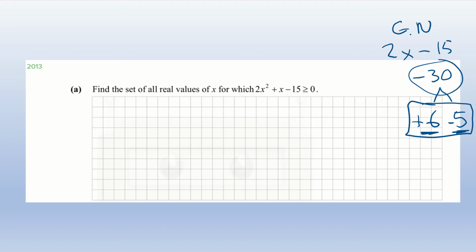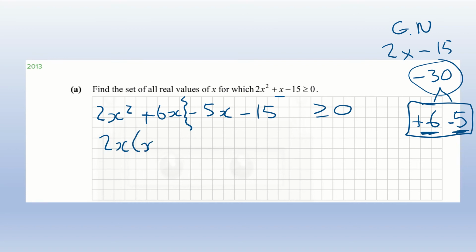So my next line is going to look like 2x squared, we'll have our minus 15, we'll have our greater than or equal to 0, but we're not going to do anything with this just yet. And instead of my plus x in the middle, I'm going to have plus 6x minus 5x. Now I'm going to solve this by grouping, so I'm just going to put a line down the middle. The highest common factor between 2x squared and 6x is 2x. I'm going to have x plus 3 here. And on my right hand side, my highest common factor is minus 5.